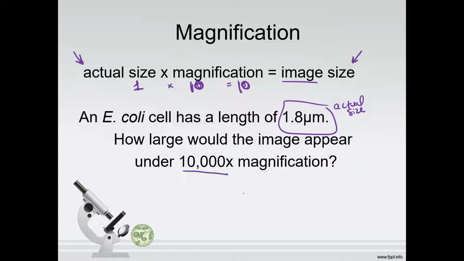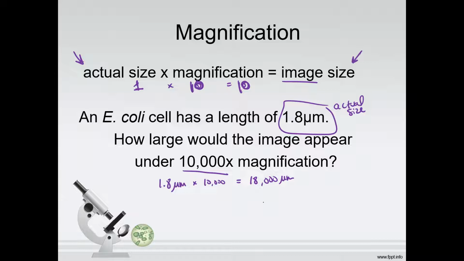If I put it under 10,000 times magnification, well, my actual size, 1.8 micrometers, times, I'm making it 10,000 times bigger. I'm going to have 1.8 times 10,000. That is 18,000 micrometers. You're like, how even big is a micrometer? Is 18,000 a lot or not?